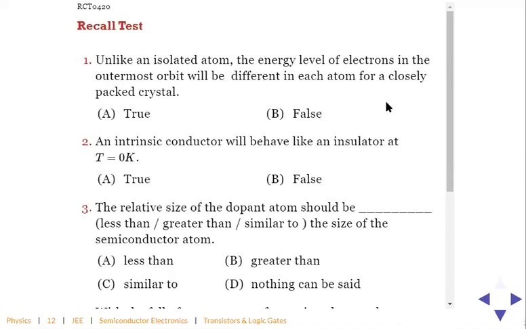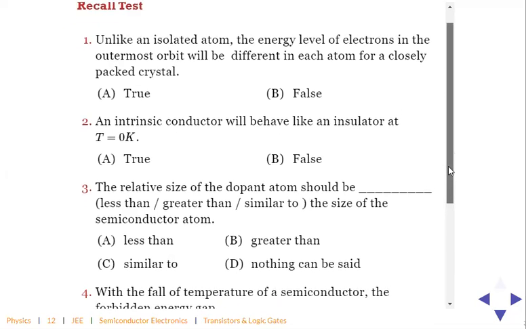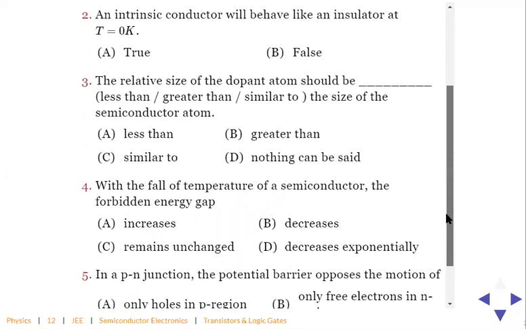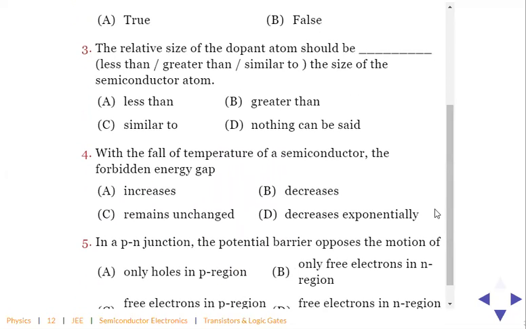Okay, very good. Second, an intrinsic conductor will behave like an insulator at 0 Kelvin. True or false? Okay, very good, Manoj. Third, the relative size of a dopant atom should be lesser than, greater than, or similar to? It's quite easy, right? Tell me. Relative size. Okay, very good, Manoj.